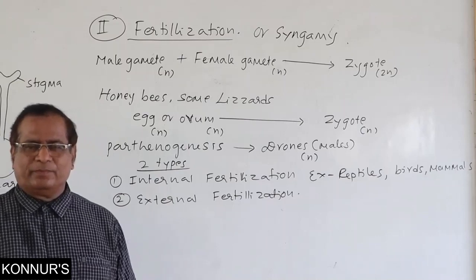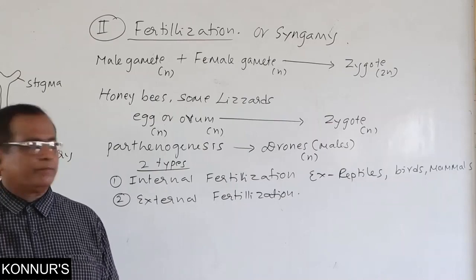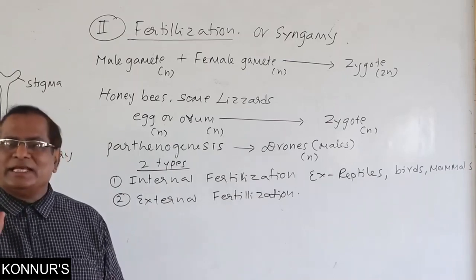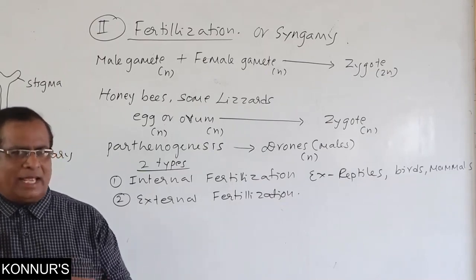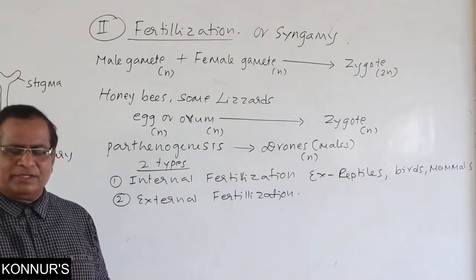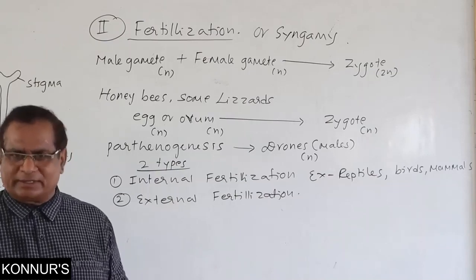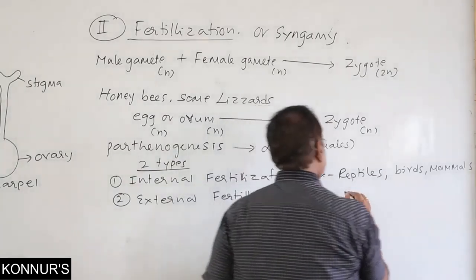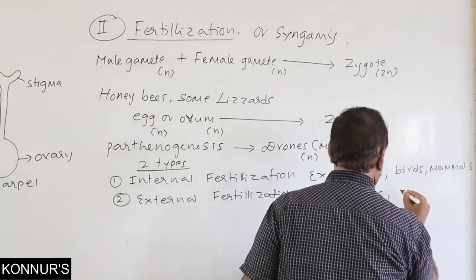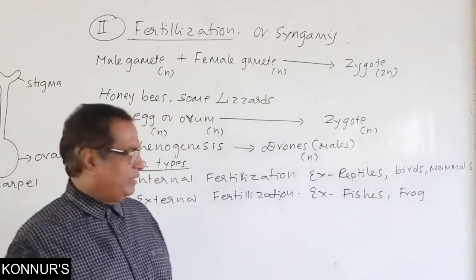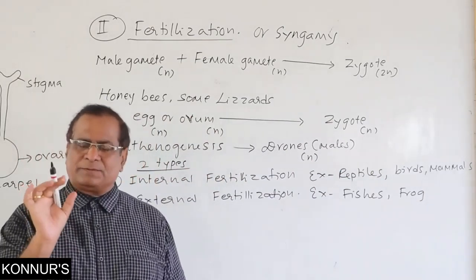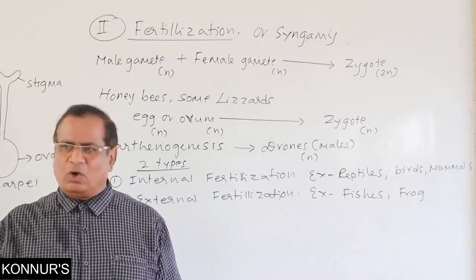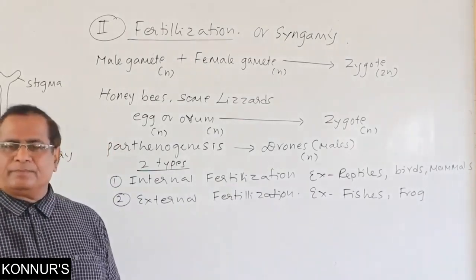External fertilization is where the fusion of male and female gametes takes place outside the genital system of the female's body. It means it takes place in water medium. Examples are aquatic animals like fishes, and even amphibians like frog, where we can see external fertilization. Sperm and egg, male and female gamete, get fused in water medium, not in the genital system.